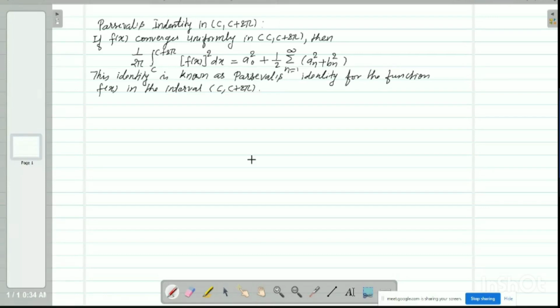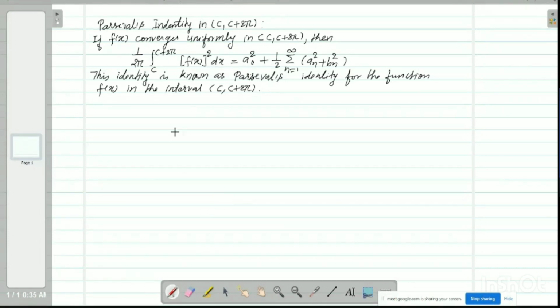Now there will be several cases. If c is 0, then your interval becomes 0 to 2 pi. If c is minus pi, then your interval becomes minus pi to pi. So for different intervals you have the same identity, but the interval changes. You understood what Parseval's identity is? Parseval is a very famous mathematician who derived this identity for Fourier series. That's why this identity is known as Parseval's identity. Now let us do some problems based on this.